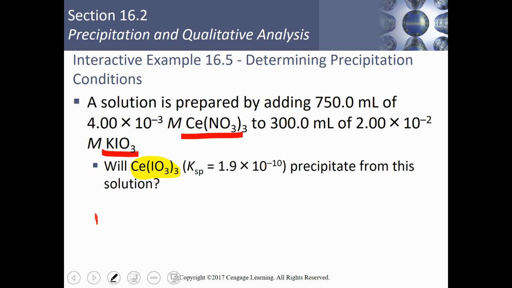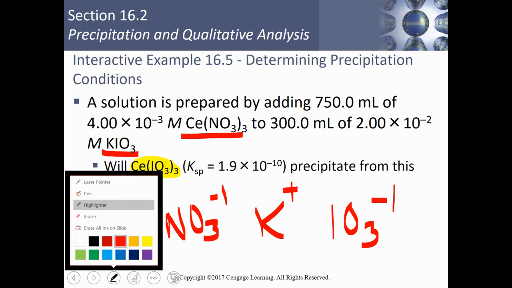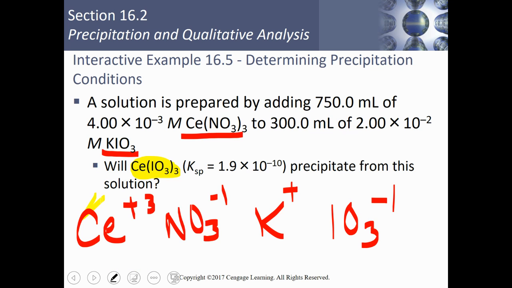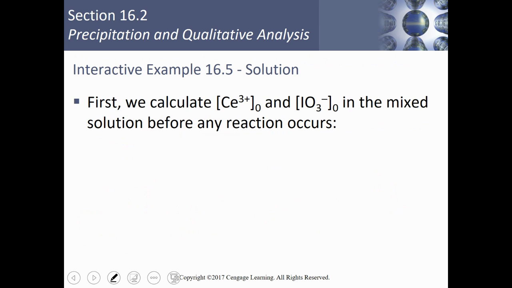So in solution, you're going to have cesium plus 3, nitrate minus 1. Don't forget your polyatomics. Potassium plus 1, and iodide minus 1. So what they want to know is, will this ion meet up with this ion and form an insoluble salt? All right, so first you want to calculate your initial concentrations of both of those ions. The other ions in solution, the potassium and the nitrate, those are spectator ions. Nitrates don't make any insoluble salts.